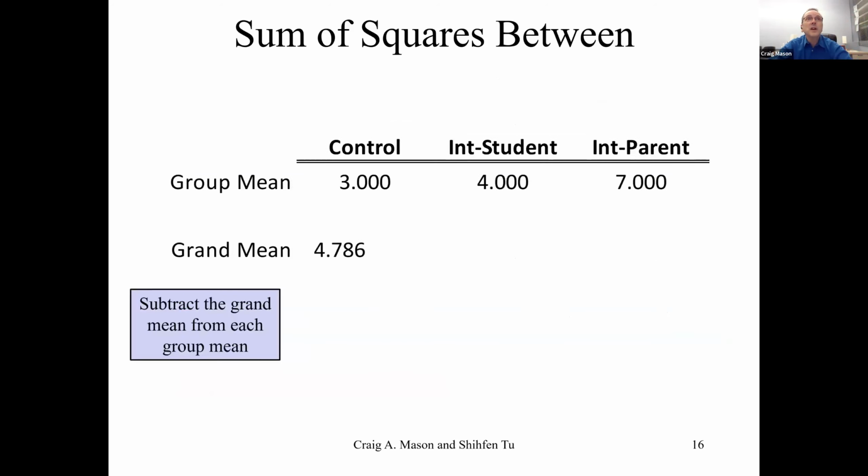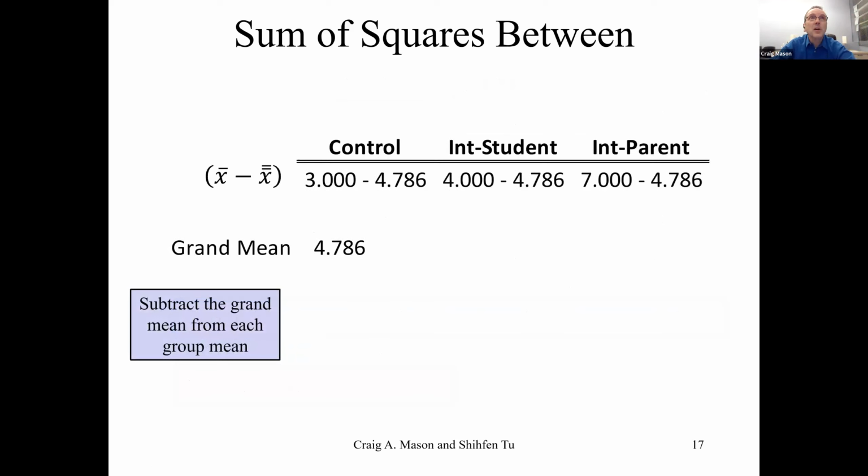So a way of organizing it is, here's each of our group means, right? The 3, the 4, and the 7. And here's the grand mean. And we just subtract the grand mean from each of those group means. So this is the group mean minus the grand mean, the second group mean minus the grand mean, the third group mean minus the grand mean. Here's the notation, x bar minus x double bar.